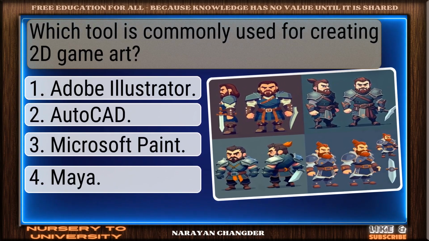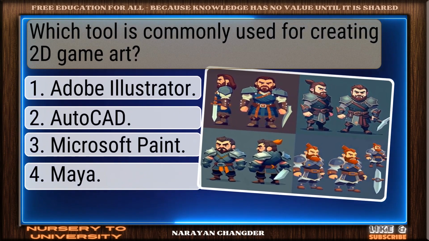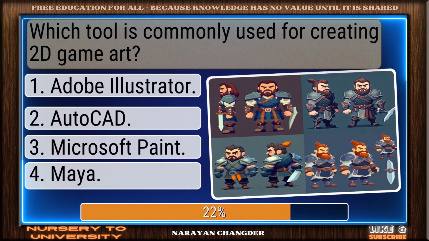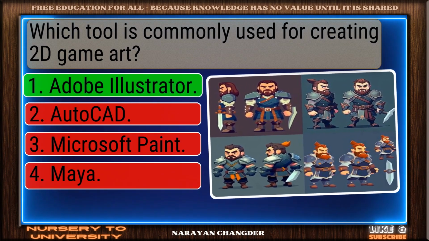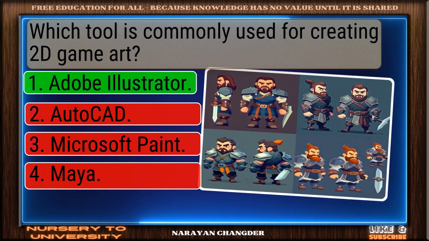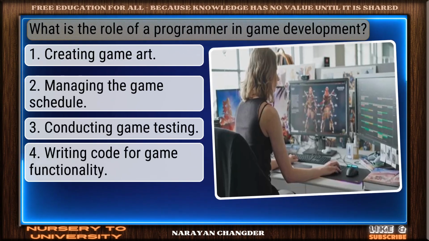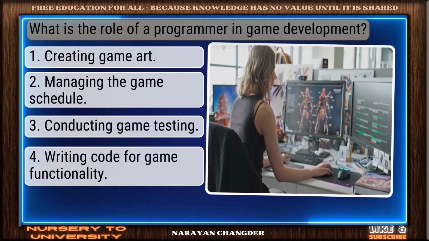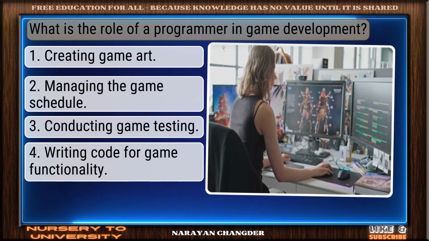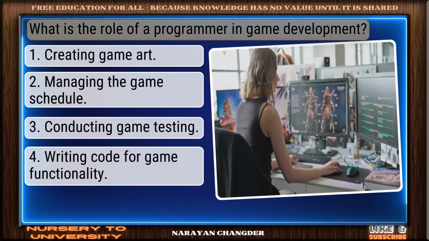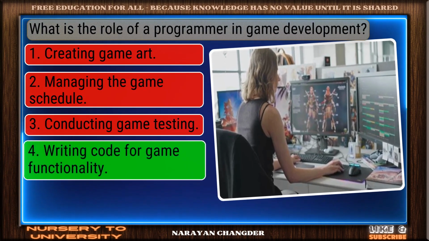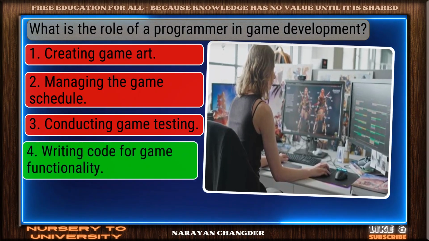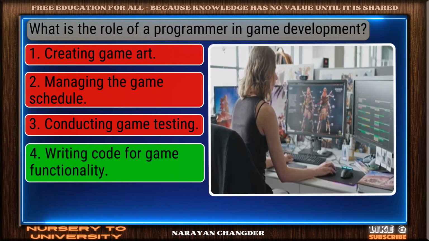Question number 1. Which tool is commonly used for creating 2D game art? Perfect. Adobe Illustrator is the correct choice. Question number 2. What is the role of a programmer in game development? Smart pick. Writing code for game functionality is the correct choice.